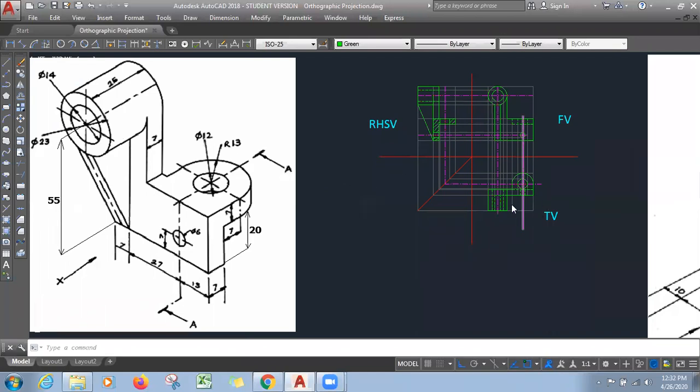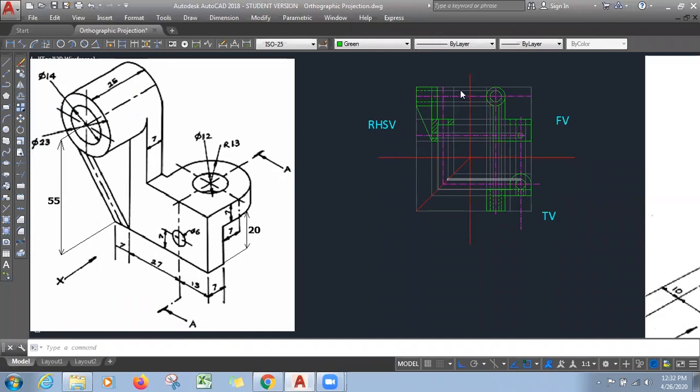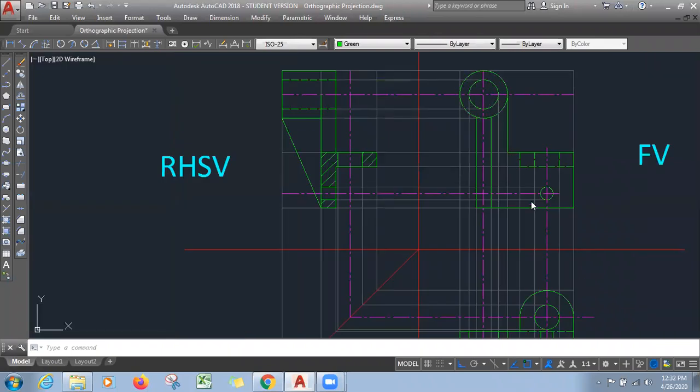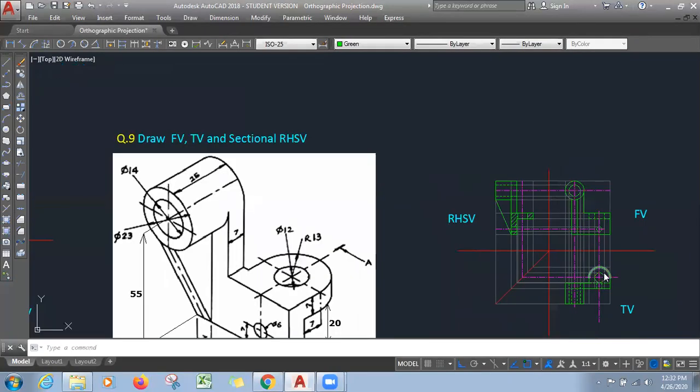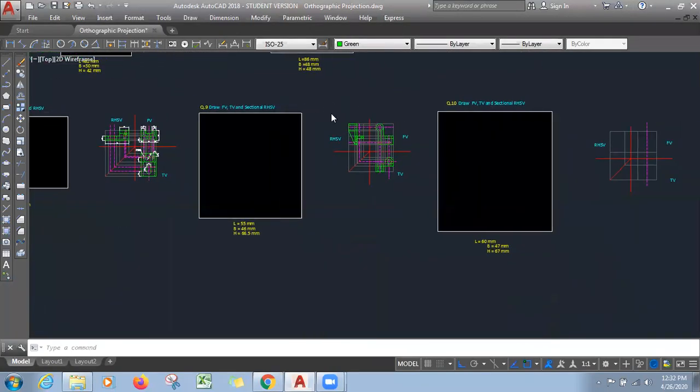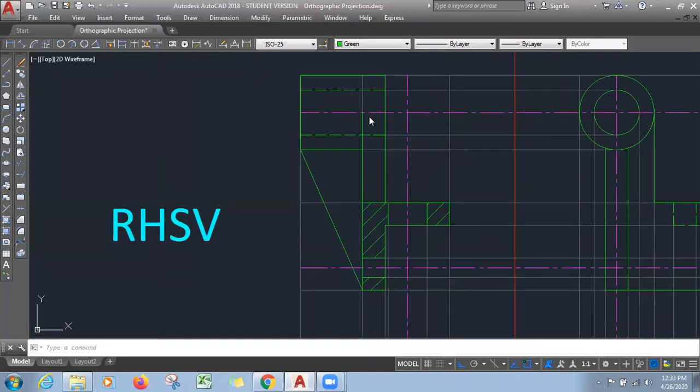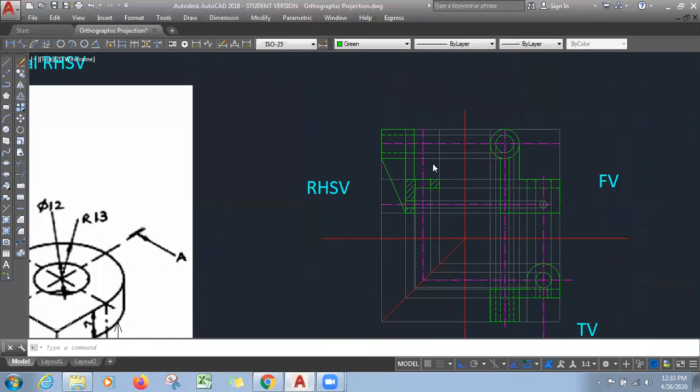Okay, so just make sure that each view gets equal attention. The dimensions should be evenly distributed, and make sure that the diameter or radius of a circle you place wherever it is in true shape. Means the circle dimension you are supposed to put here, here, then here. Okay, have you got this? What a sectional view we have. Okay, so this is about the front view, top view, and sectional right hand side view.